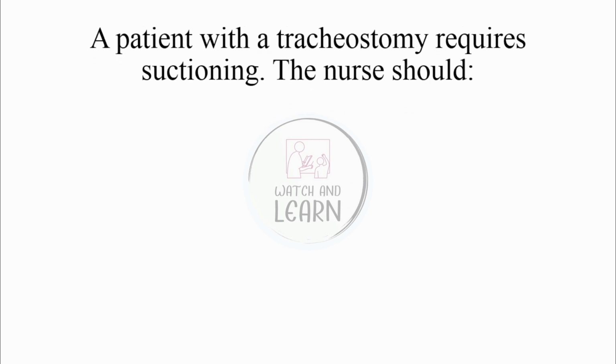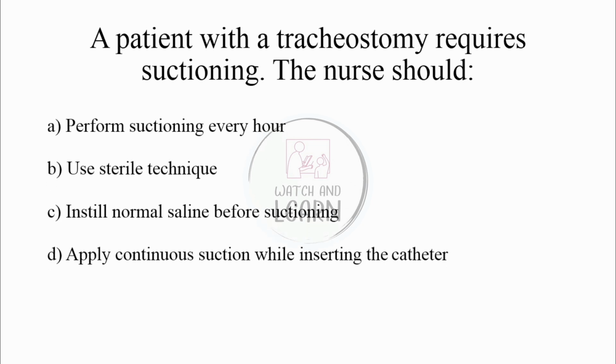A patient with a tracheostomy requires suctioning. The nurse should. Options are option A, perform suctioning every hour, option B, use sterile technique, option C, instill normal saline before suctioning, option D, apply continuous suction while inserting the catheter. The right answer is answer B, use sterile technique.